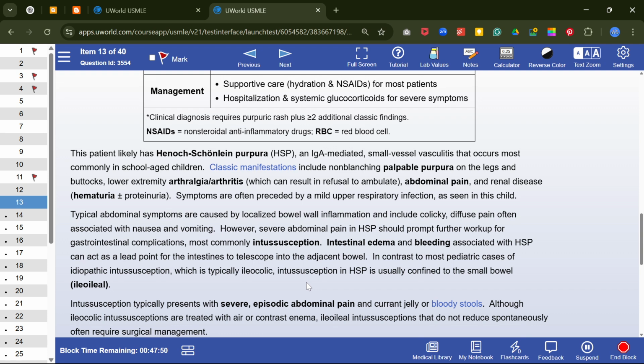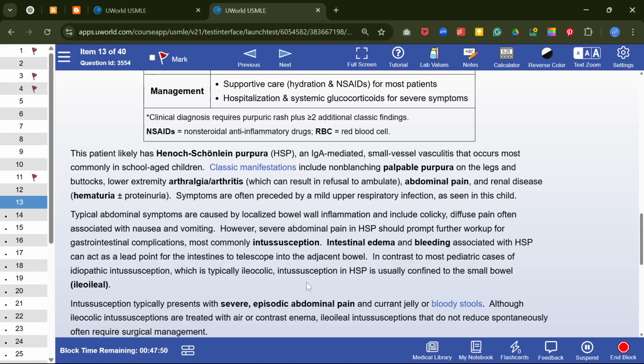Classic manifestations include non-blanching palpable purpura on the legs and buttocks, lower extremity arthralgia or arthritis, which can result in refusal to ambulate, abdominal pain, and renal disease, hematuria, proteinuria. Symptoms are often preceded by a mild upper respiratory infection, as seen in these children.